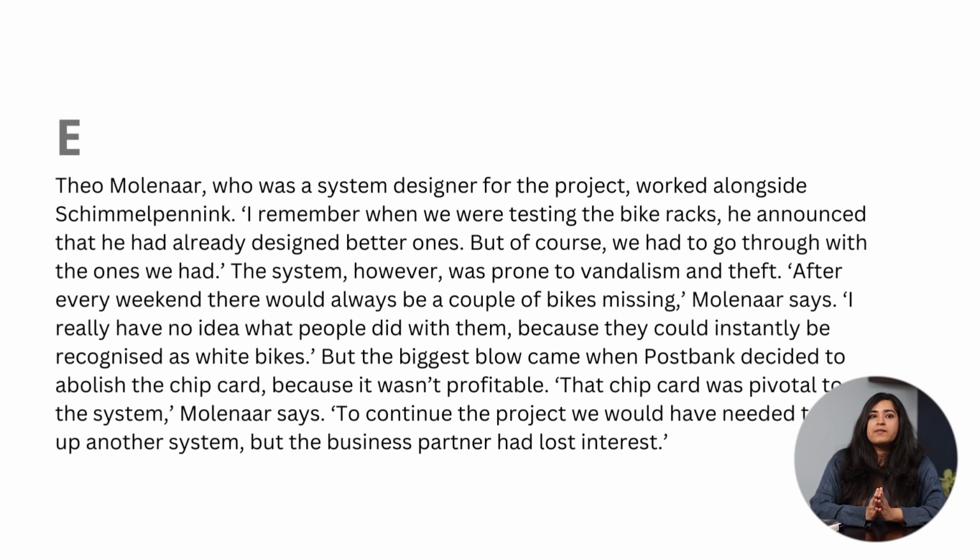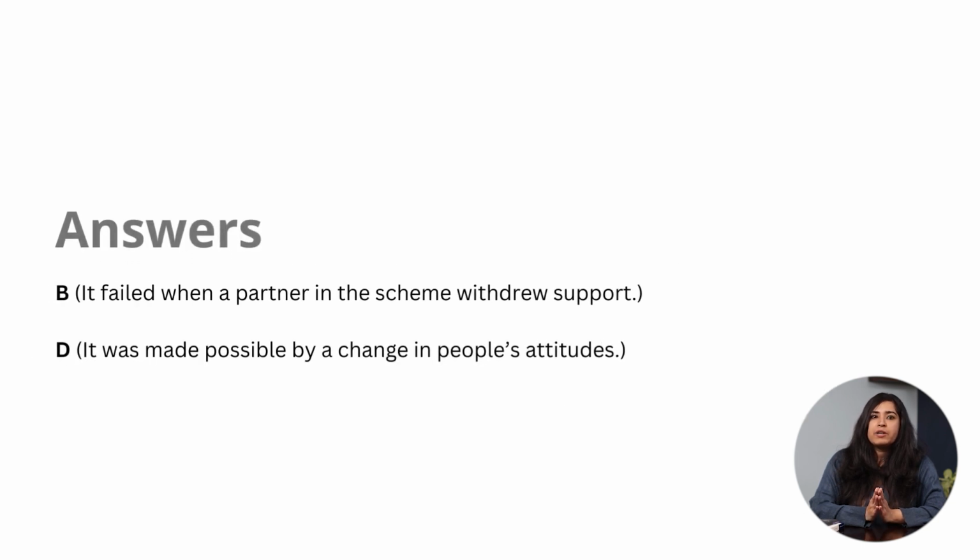Reading on, in paragraph E, lines 7 and 8: "But the biggest blow came when Postbank decided to abolish the chip card because it wasn't profitable." This means the partner, Postbank, withdrew its support for the scheme, making B the other answer. So our answers are B, it failed when a partner in the scheme withdrew the support, and D, it was made possible by a change in people's attitudes. And the good thing here is that it doesn't matter what order you write the answers on your answer sheet.